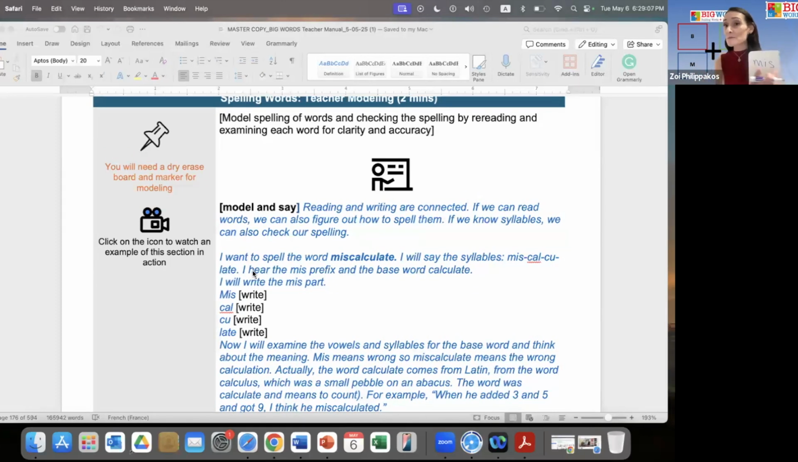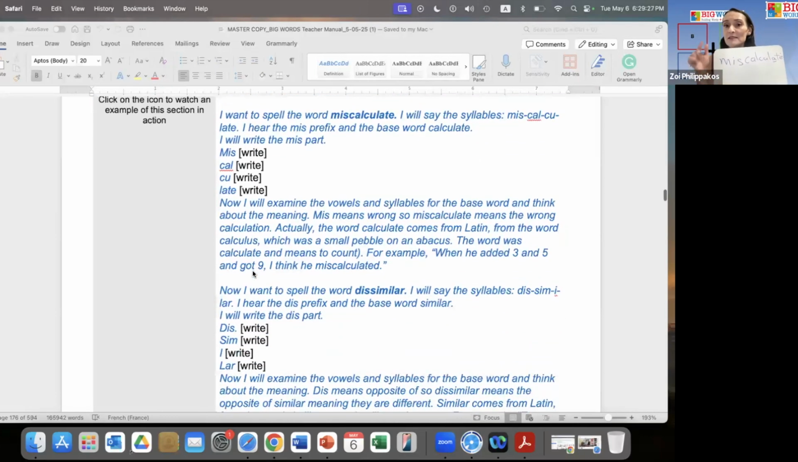I will try now to spell the syllables. Miss, calculate. Calculate. I need to add the E because I hear A. So the E is quiet, is silent. Very good. So now I will examine the vowels and the syllables for the base word and think about the meaning. Miss, I said that it means wrong. Miss, miscalculate.